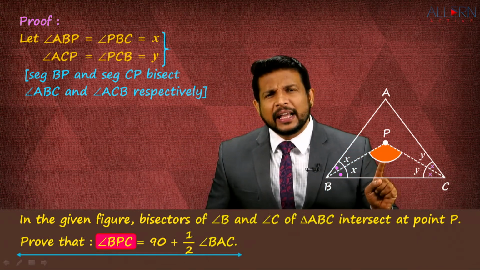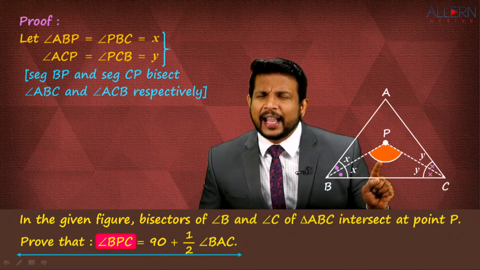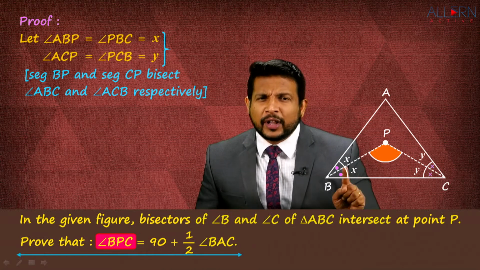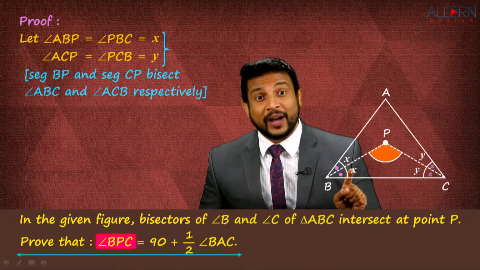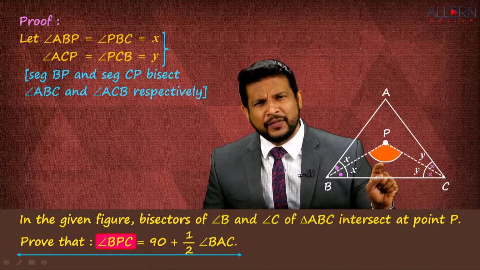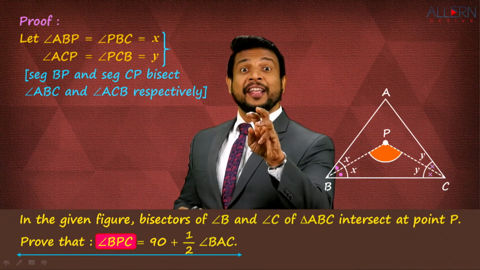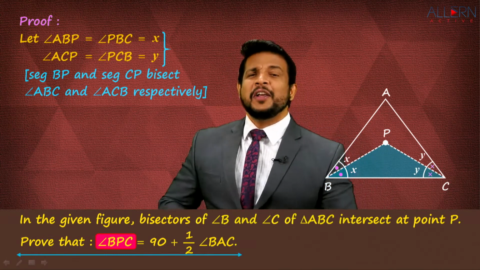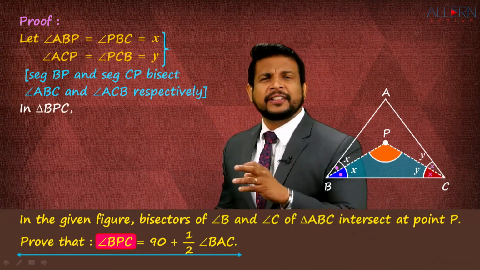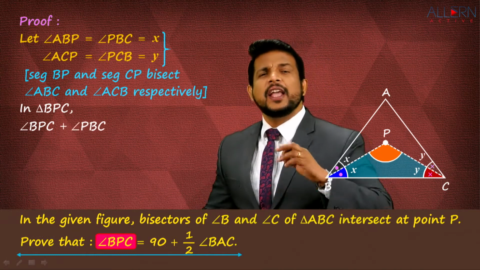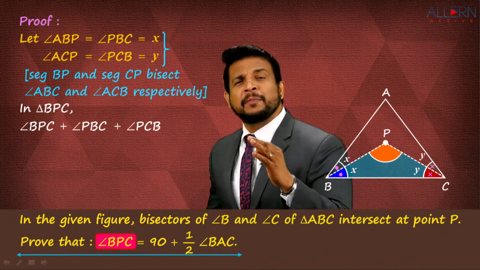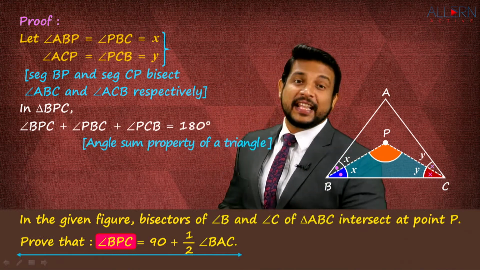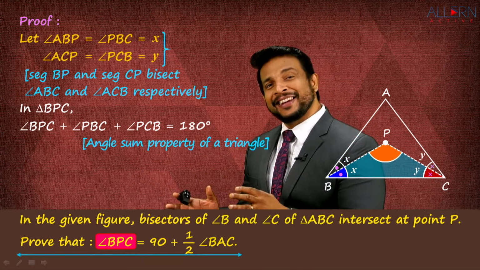So now let's talk about angle BPC. Now as I said, if you're talking about angle BPC, we have to consider the smaller triangle, and in that one angle is x, this angle is y. So can we think of angle BPC? Yes, by angle sum property of a triangle. Let's write it. Right, in triangle BPC, we write the sum of all the three angles. So we write angle BPC plus angle PBC plus angle PCB is equal to 180 degree. Reason: angle sum property of a triangle.